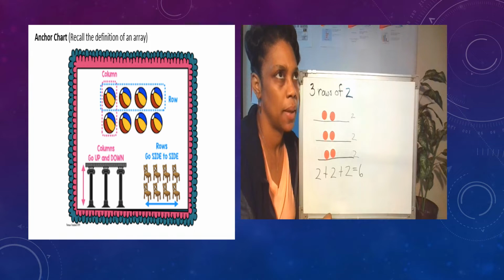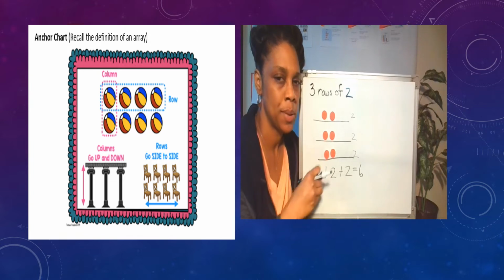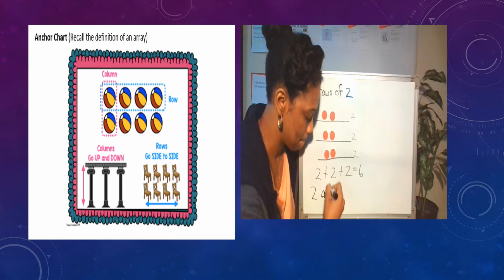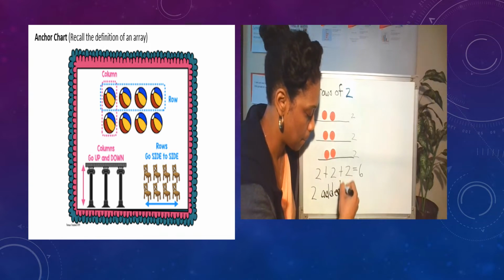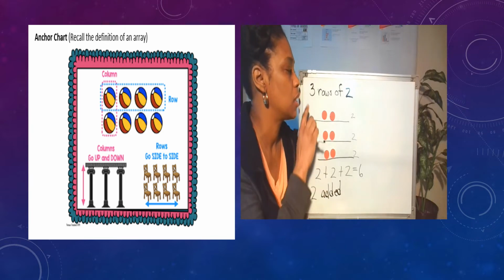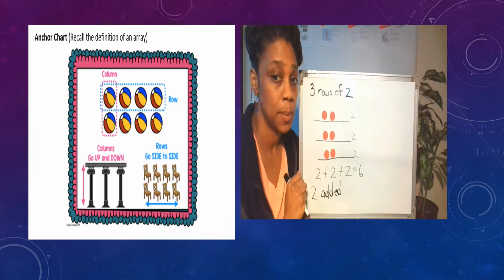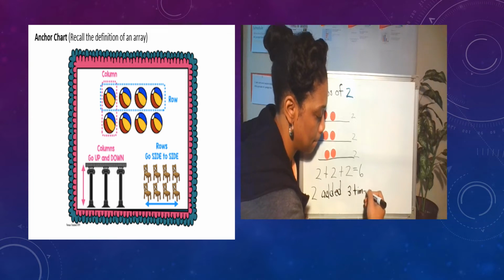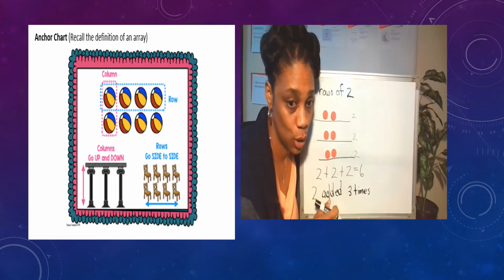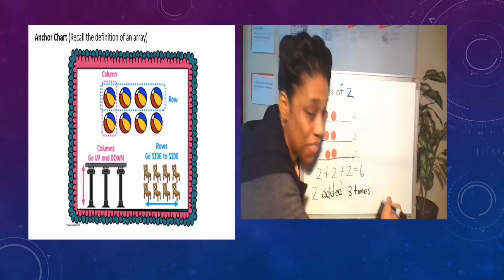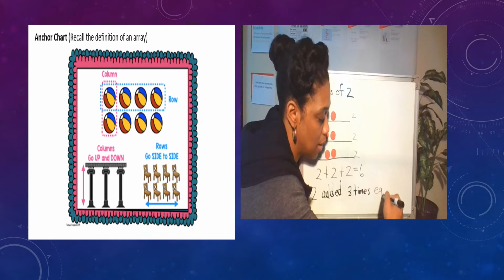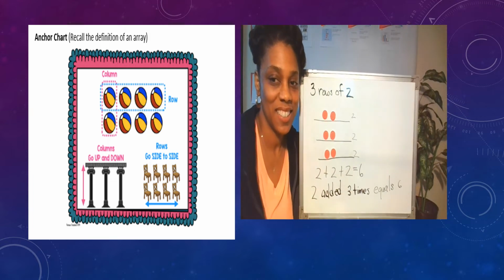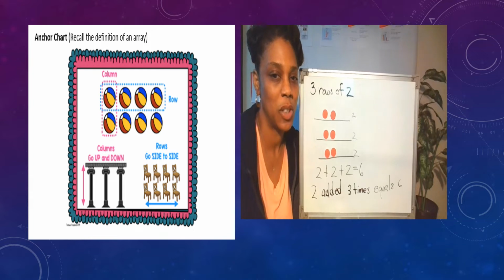I can also look at it this way. Well, what number did I add together? What was my number that kept repeating itself? It was the number 2. So 2 added. Now how many times did I add it together? Let's see. I added together 1, 2, 3. 3 times because I had 3 rows. 2 added 3 times. So if I had 2 added 3 times, what would that equal? 2 added 3 times equals 6. All right. Let's look at another way of looking at how to make an array.